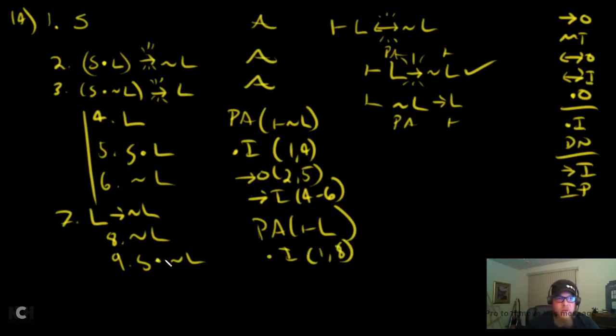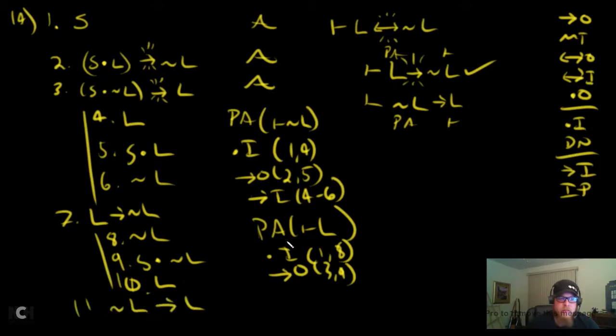And now we can do an arrow out here between 3 and 9. And what does that get us? Plain old L. Arrow out 3 and 9. So we can say in line 11, squiggle L leads to L. Arrow in, 8 through 10.